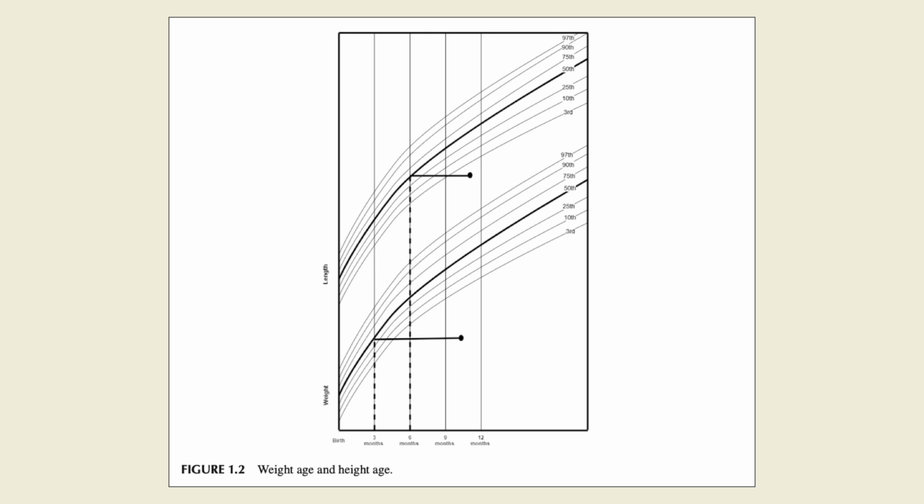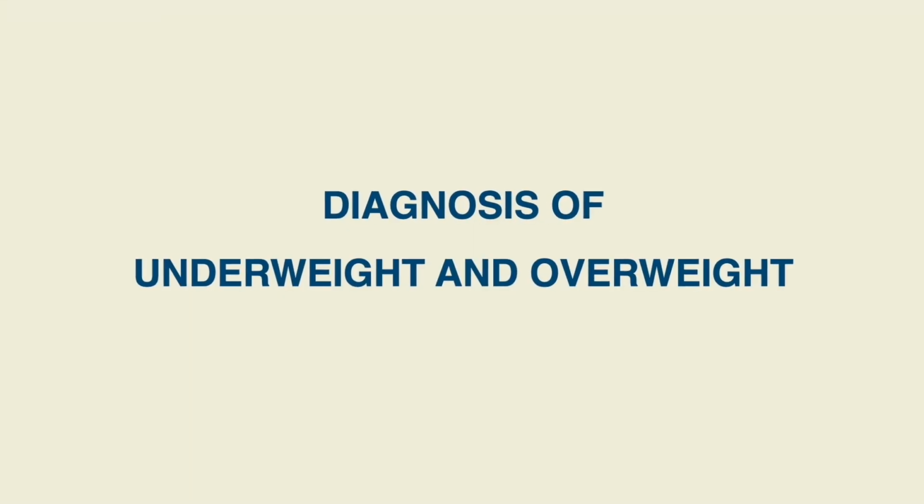Height age can be calculated using the same method on the length for age or height for age chart. Figure 1.2. Follow the patient's current length or height horizontally to the 50th percentile and then follow this vertically to determine their length or height age. Height age is useful in determining nutrient needs in patient-specific medical conditions, including renal disease. See Chapter 20. Diagnosis of underweight and overweight.